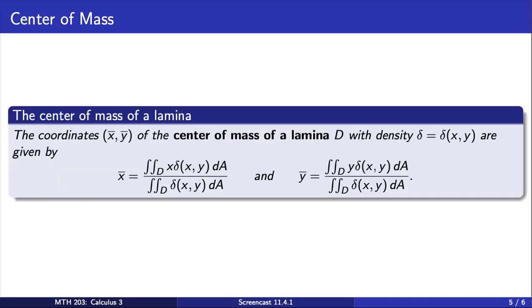Just as we could calculate the mass of a lamina, we can also calculate the coordinates of the center of mass. The coordinates of the center of mass of a lamina D with density function delta are given by the following formulas, which are in terms of double integrals.